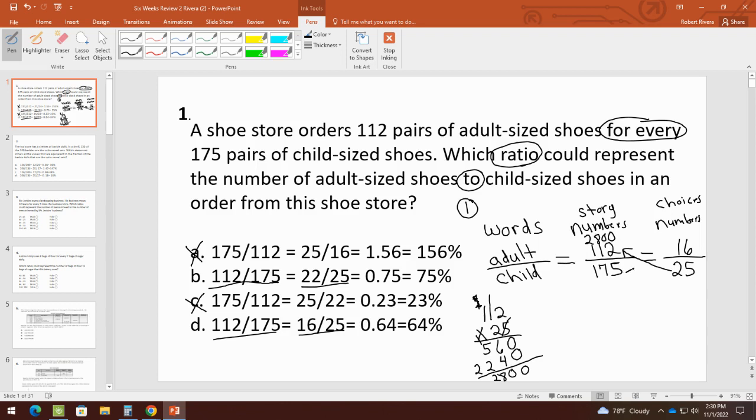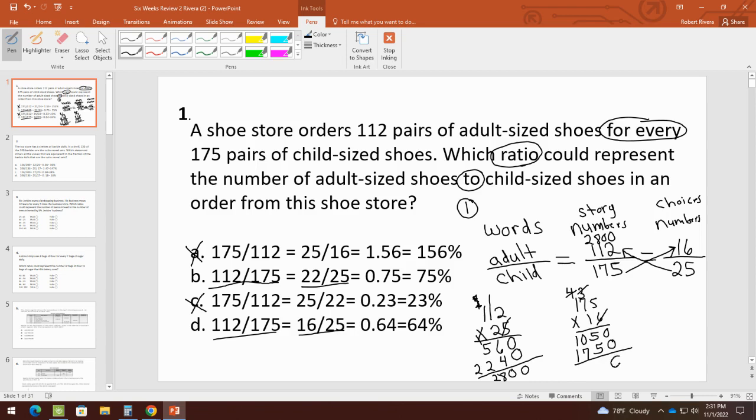I'm going to do the same thing on the other one. I'm going to do cross products. Go to the side and you do the same thing. 175 times 16. 6 times 5 will be 30. 6 times 7 will be 42 plus 3, 45. 6 times 1, 6 plus 4 is 10. 1,050. Cross out and put a 0. Don't forget to put a 0. Some kids forget. Don't forget. 1 times 5, 5. 1 times 7, 7. 1 times 1, 1.